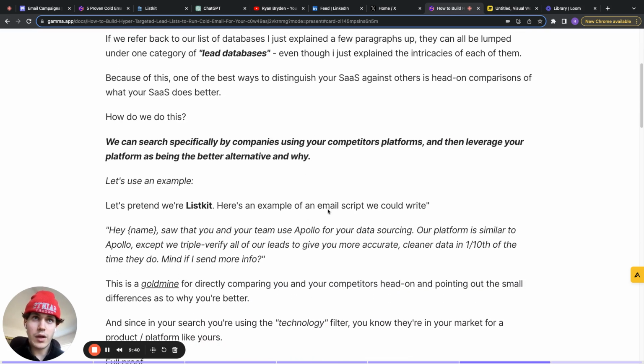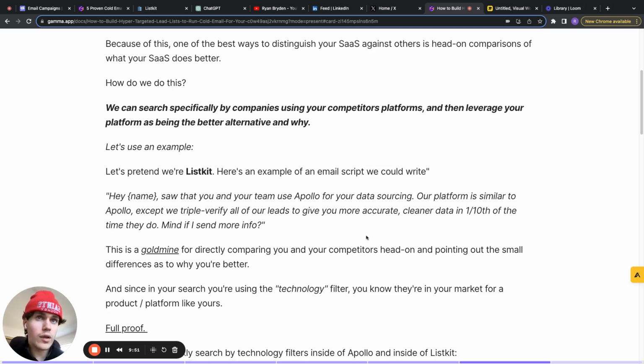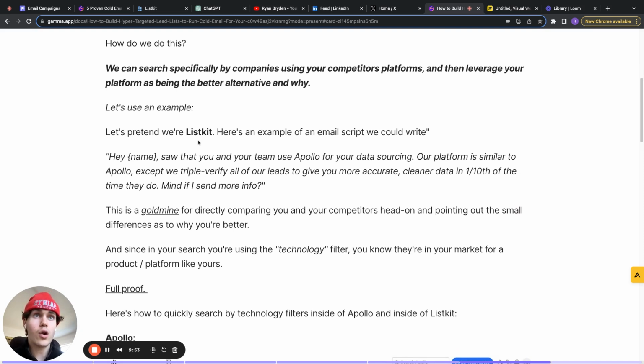Now, how do we do this, right? When building lists, we can search specifically by companies using your competitors' platforms and then leverage your platform as being the better alternative and why. So here's a quick example, right? Let's pretend we're running cold outbound for Listkit, which was that data platform that I just mentioned about 5 minutes ago. Here's an example of an email script we could write.